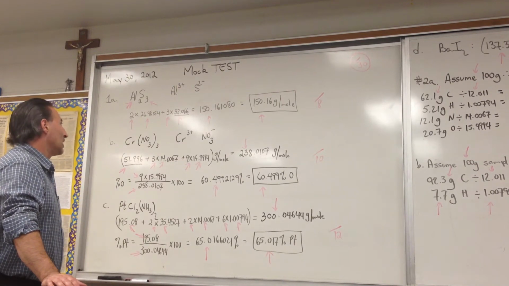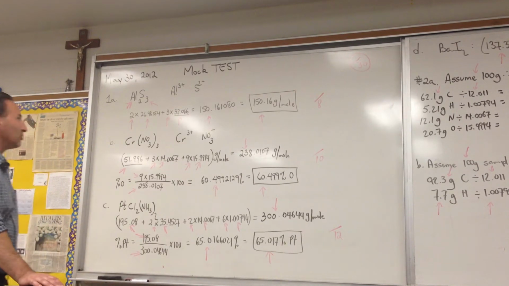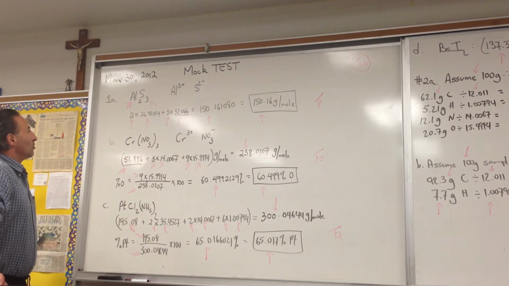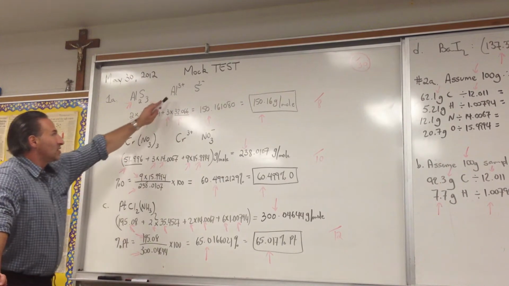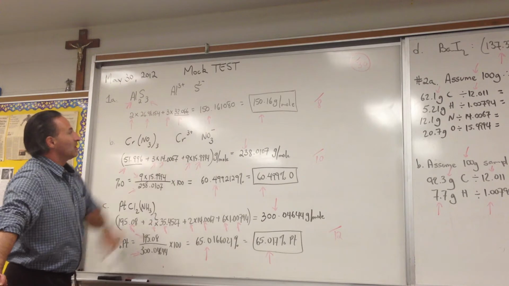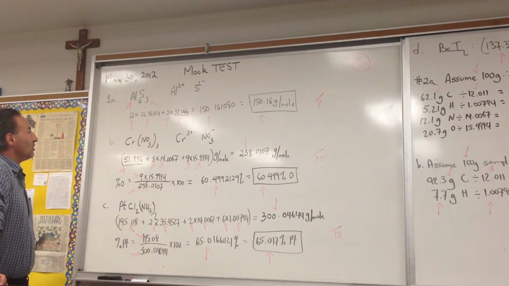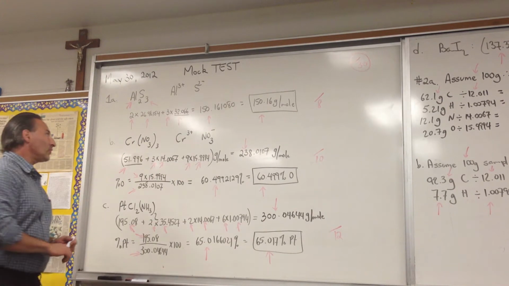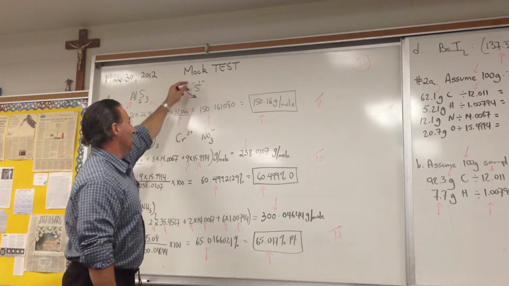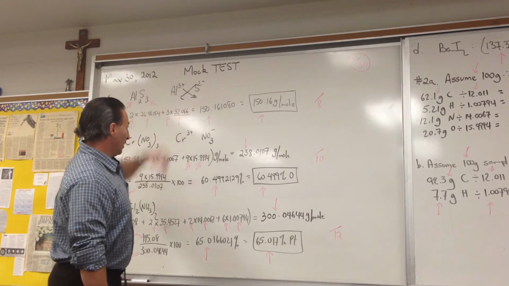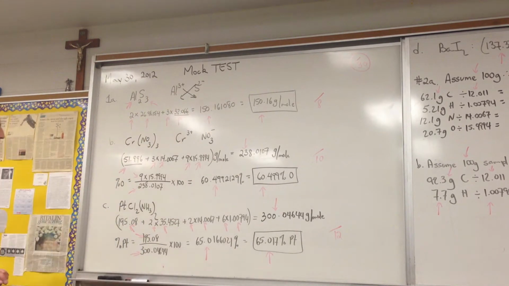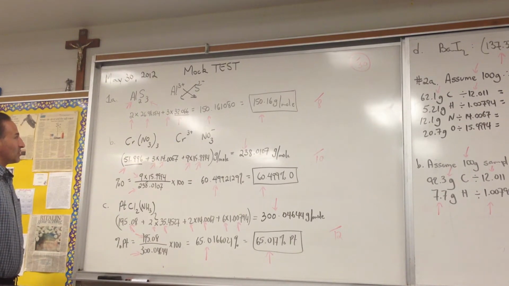So in the first question, we're asked to find the molar mass of aluminum sulfide. Aluminum sulfide is composed of aluminum with a charge of +3 and sulfide, which is a charge of -2. When you combine them, one of the tricks they recommend is you do a crisscross. So the 2 aluminums and 3 sulfur atoms will create an ionic substance that has no charges. So aluminum sulfide is Al2S3.